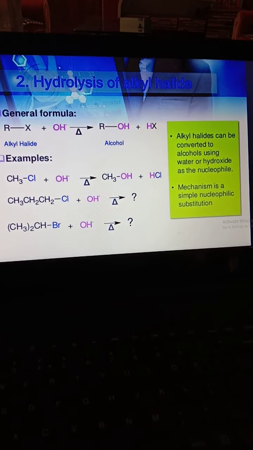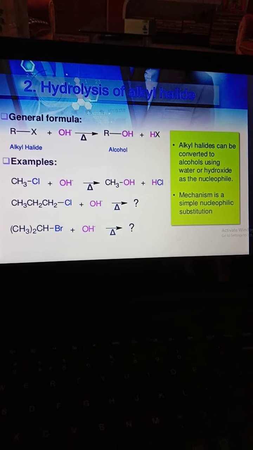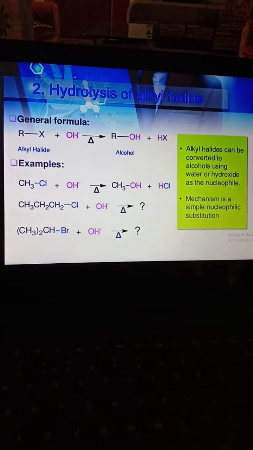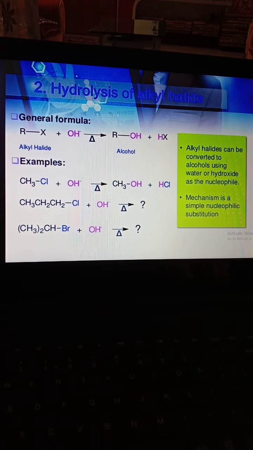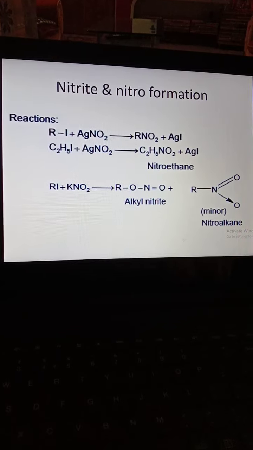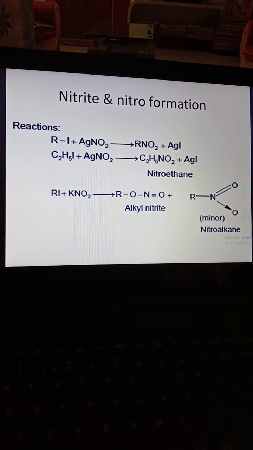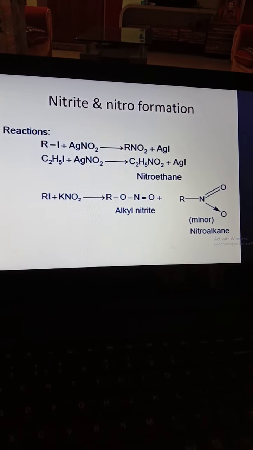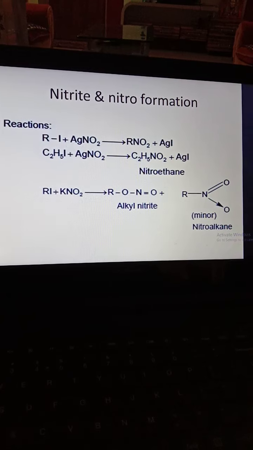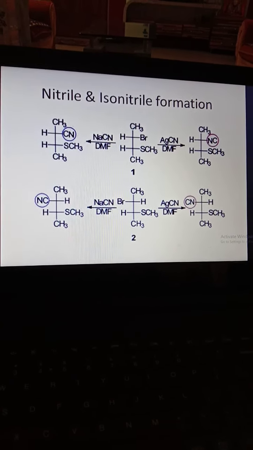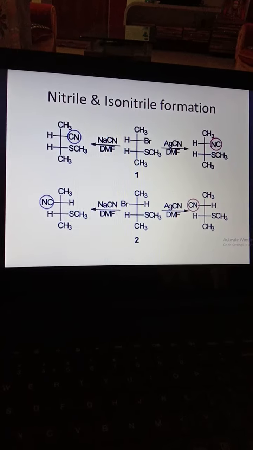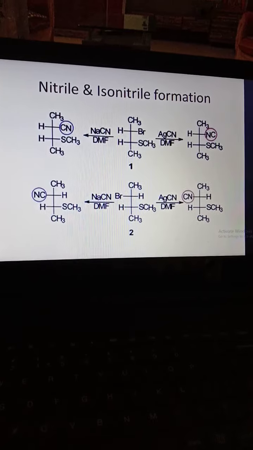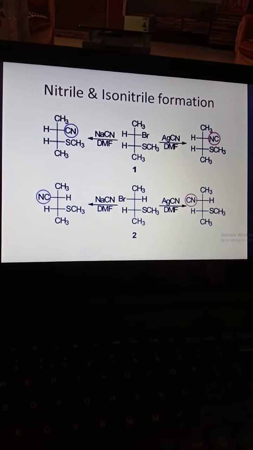Hydrolysis of alkyl halides. Hydrolysis means breaking of a water molecule. If alkyl halides react with base or water in the presence of heating, alcohol is formed. Nitrite and nitro formation. If an alkyl halide is bonded with silver nitrite, then nitroalkane is formed. Nitrile and isonitrile formation. Nitrile or cyanide are one and the same. It has a CN group, and isonitrile has an NC group, bonded through carbon and nitrogen.